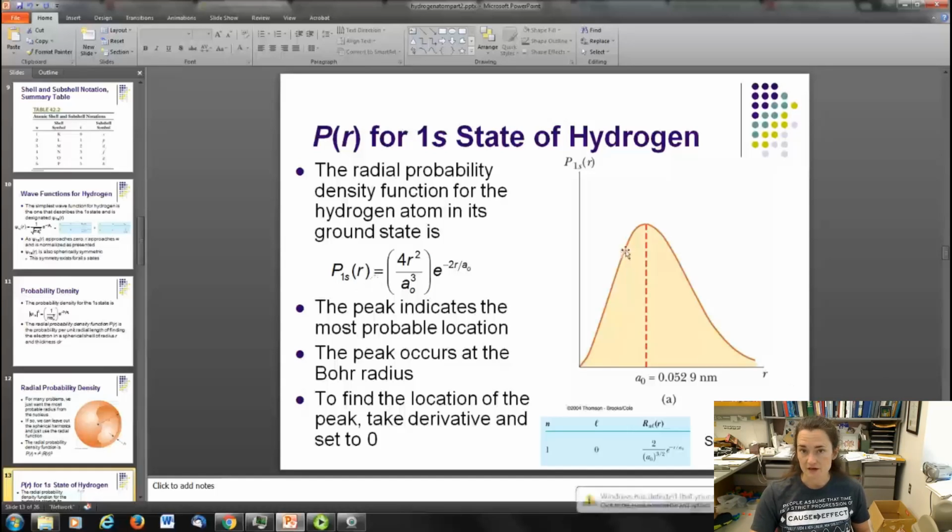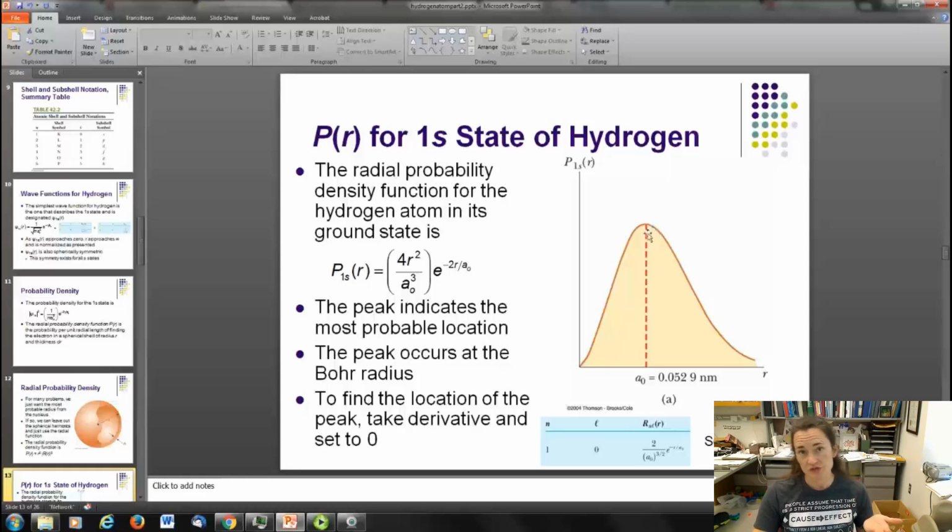The peak here actually occurs at the Bohr radius. Now the peak on this function, remember that this is a probability density function, so the peak corresponds to the most probable location of your electron, okay? So this peak being at the Bohr radius says that the most probable location is at the Bohr radius, okay?